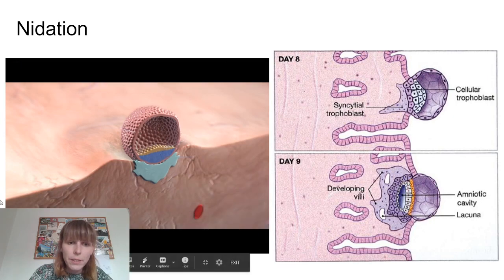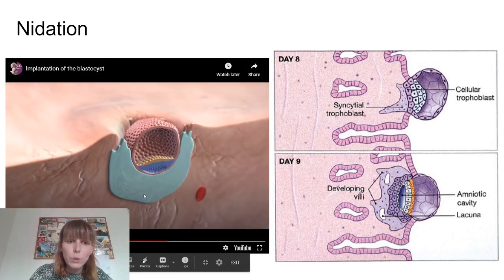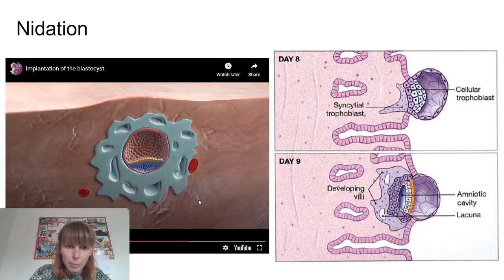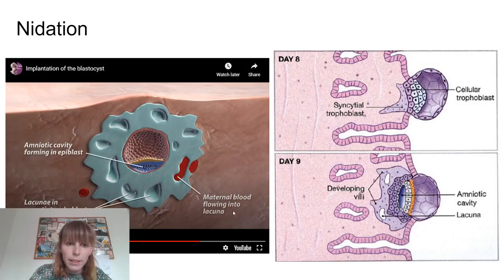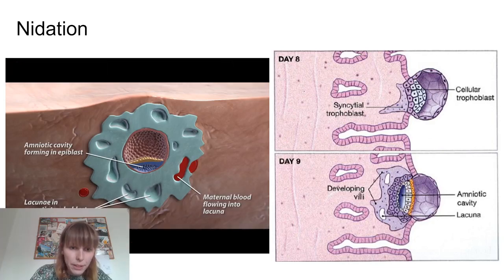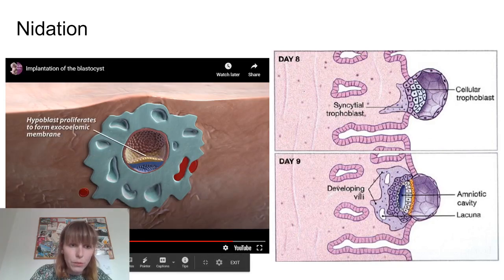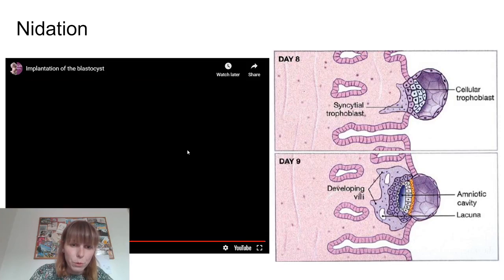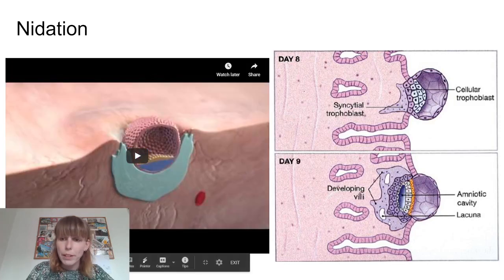So it starts sort of growing into the wall. This is the nidation taking place. The whole multicellular blastocyst goes inside the wall of the uterus, and it sort of grows out into the tissue and starts forming what will become the fetal membranes and the placenta.